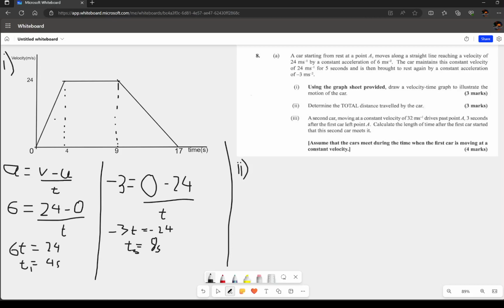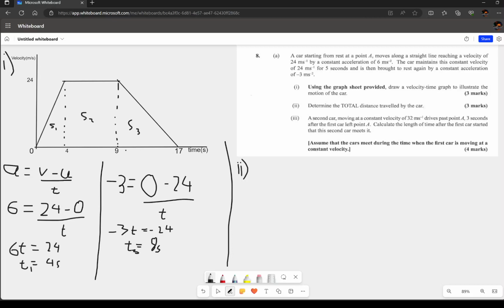So for the sake of actually the third part of the question, I'm going to split this into stages. So I'm going to call this S1, which stands for stage 1. I'm going to call this S2, stands for stage 2, and S3, which stands for stage 3. So S1 is 0 to 4 seconds, that's our acceleration stage. S2 is 4 to 9 seconds, that's our constant velocity stage. And S3 is 9 to 17 seconds, which is our deceleration stage.